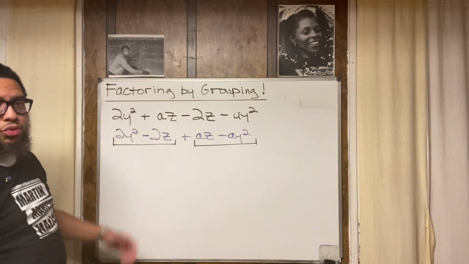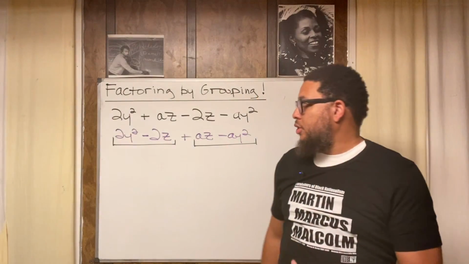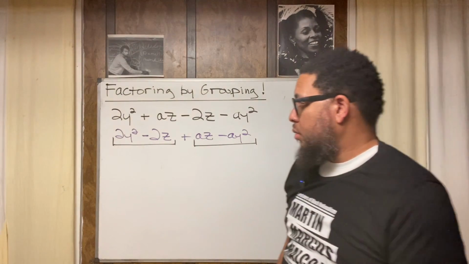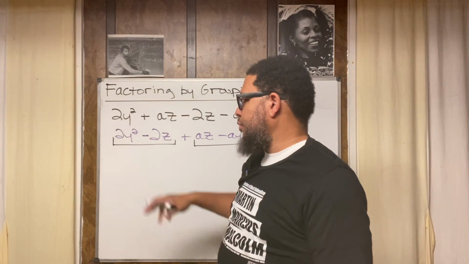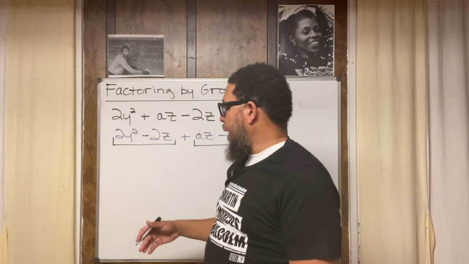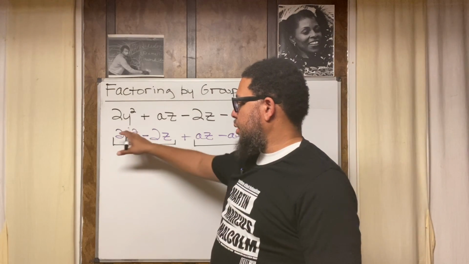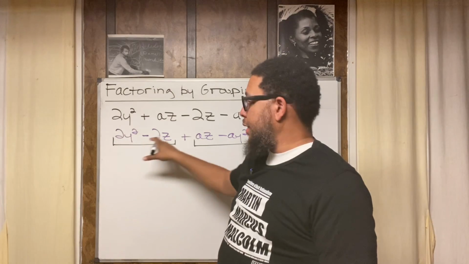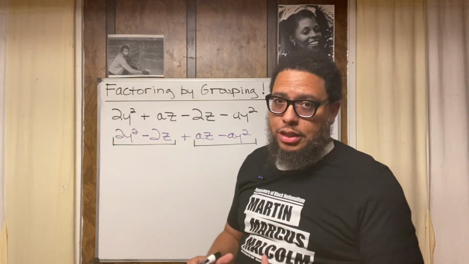So now I got my 2 groups. I look at the first group, which says 2y squared minus 2z. Now, I got a 2 for a coefficient and a 2 for a coefficient. Really, it's a negative 2, but I'm not worried about the fact that it's negative. So I got 2. Y is not common and z is not common, because only this term has a y, and only this has a z. So 2 is my GCF.